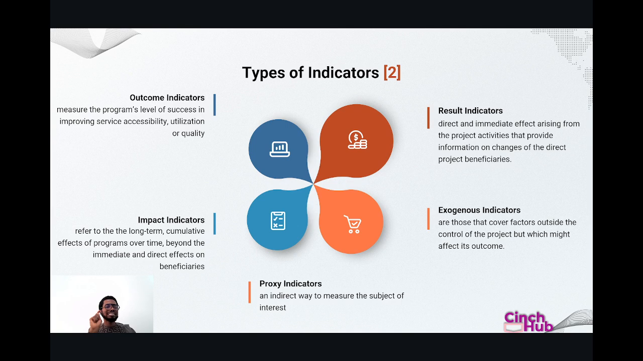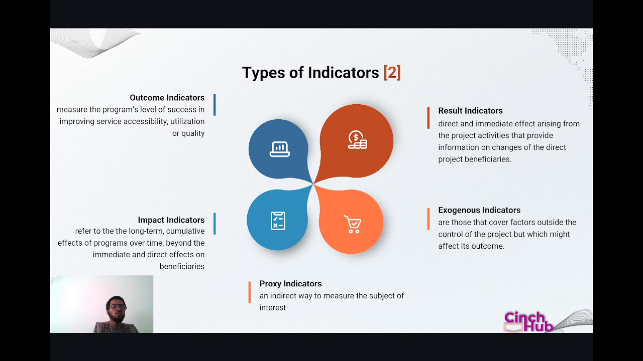Impact indicators simply refer to the long term, all right? Impact is more of the long term, the cumulative effect of a program over time. So after this exercise, 1 year, 2 years, 3 years after, or 5 years after, what is the impact? Has it improved the economic situation of that location? So that is the impact indicator.